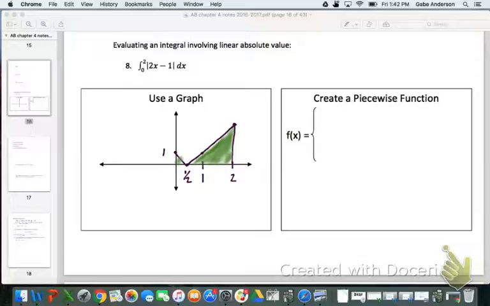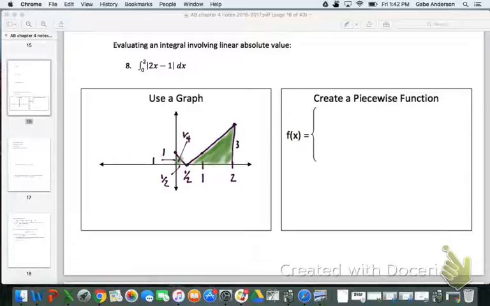So for the little triangle on the left, what is the base length? 1/2. And what is the height? 1. So the area, 1/4, right? 1/2 times base times height. Okay, so for the triangle on the right, what is the height there?